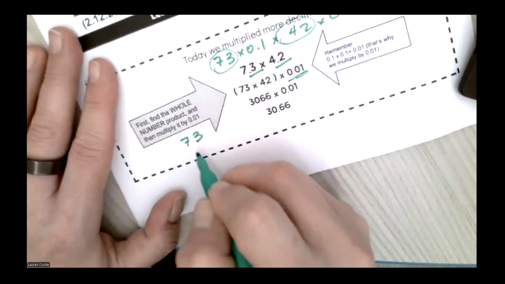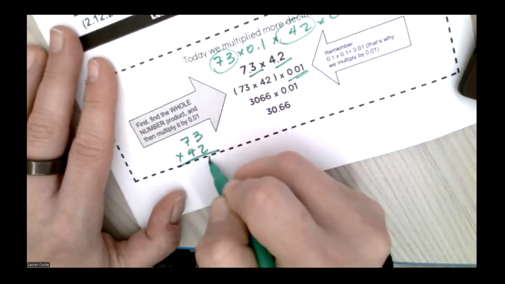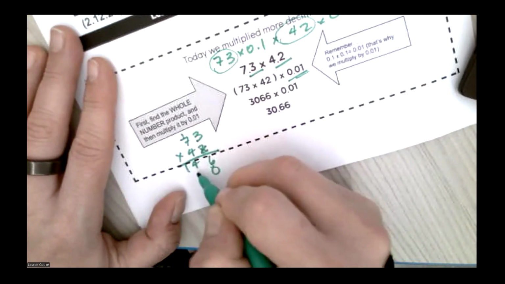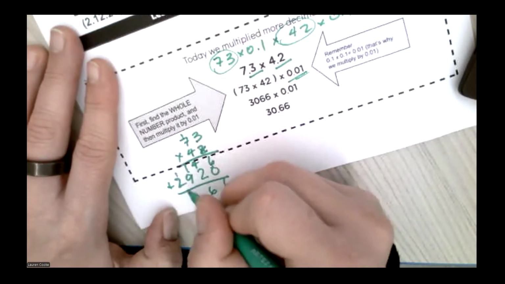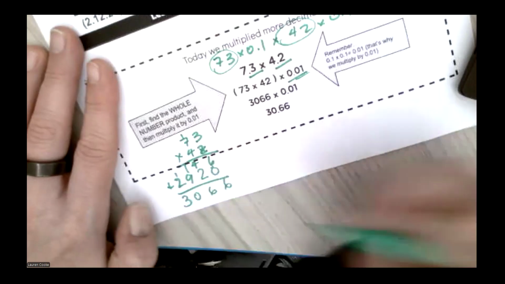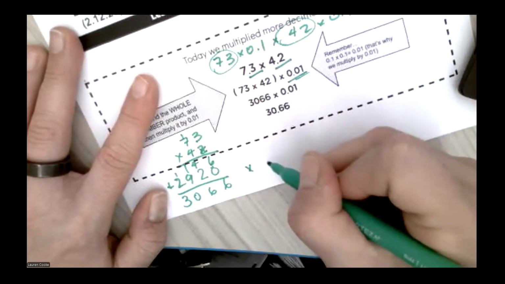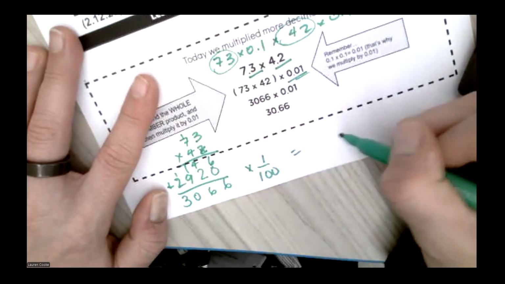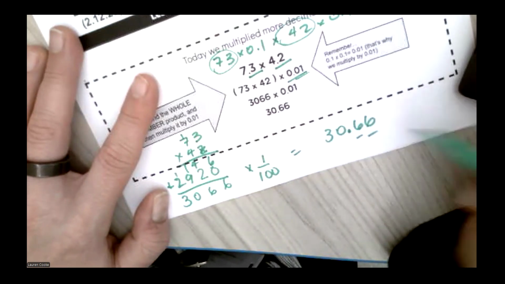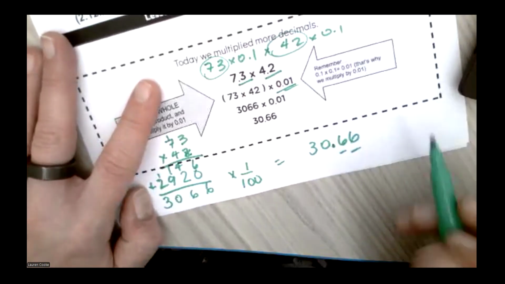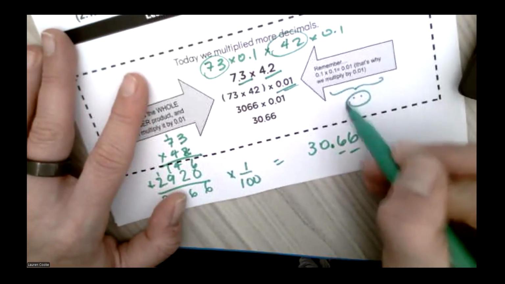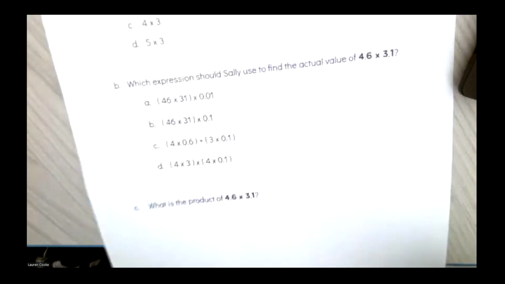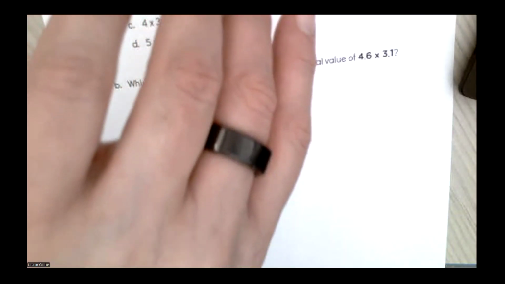And I should see this on everyone's paper: no decimals, standard algorithm, multiplication. I believe that's it. Okay, and 3066 times 1/100. Place the decimal point with two digits after the decimal point to match the two factors. Yes, okay. All right, so let's do the homework first, then we'll come back to the back of that.